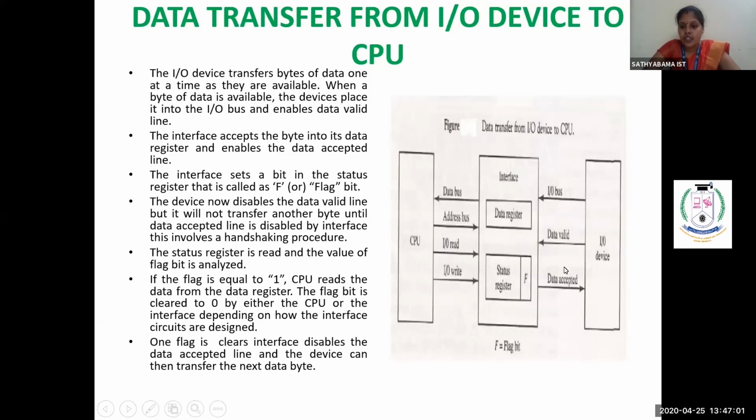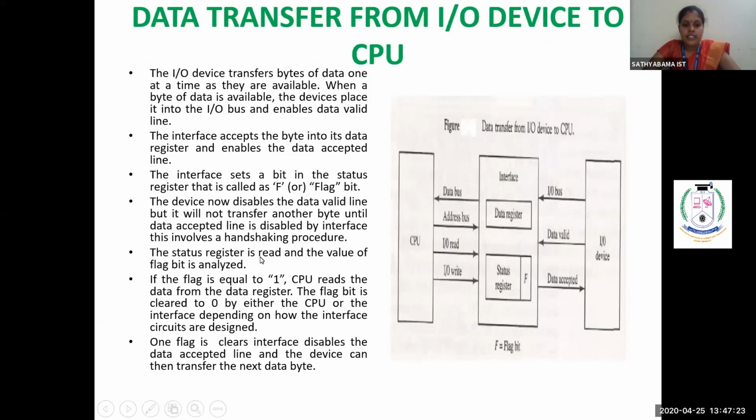If the data accepted line is enabled, it is not able to send one more interrupt to the CPU. So the device now disables the data valid line but will not transfer another byte until the data accepted line is disabled by the interface. That involves a handshaking procedure.